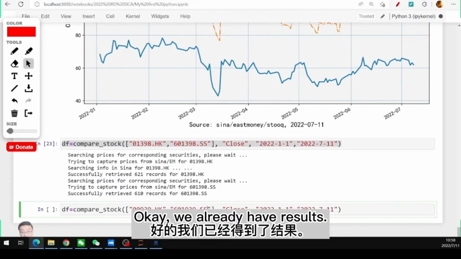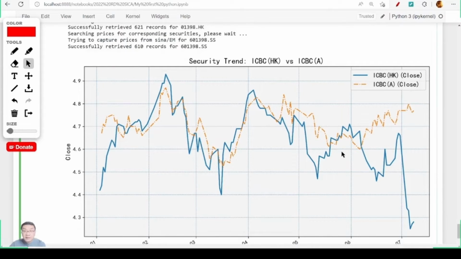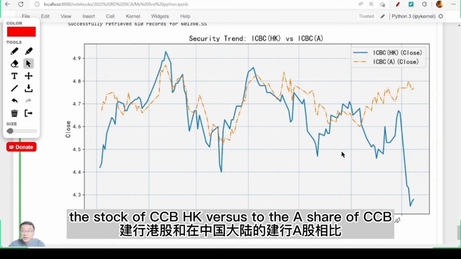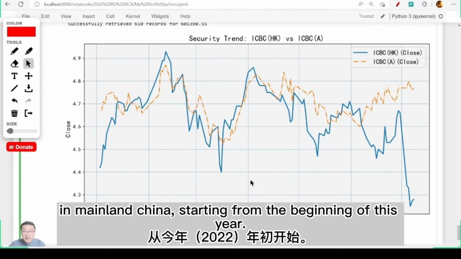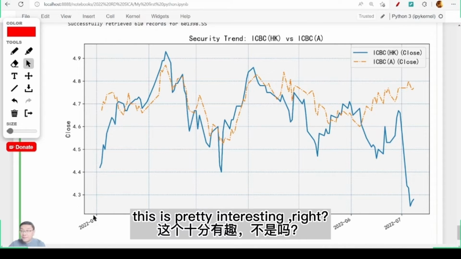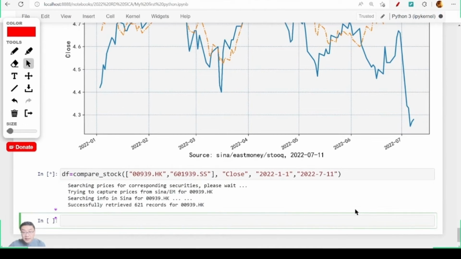Okay, we already have results. That is pretty interesting. So this figure compares the stock of CCB Hong Kong versus the A share of CCB in mainland China, starting from the beginning of this year. Wow, this is pretty interesting, right? And then we compare CCB.